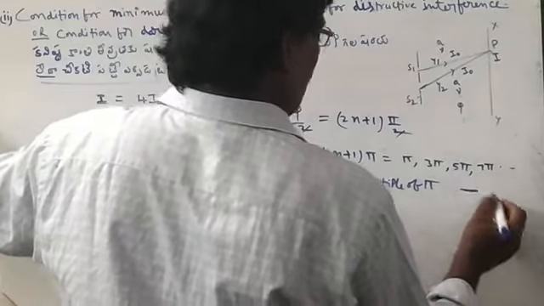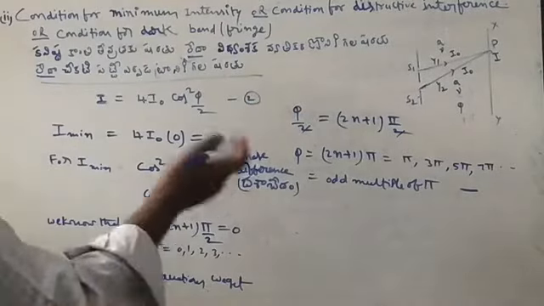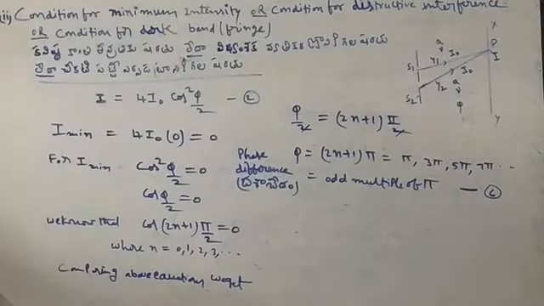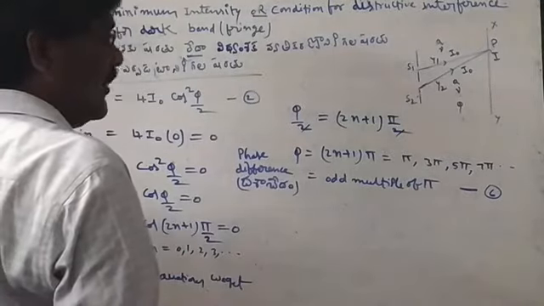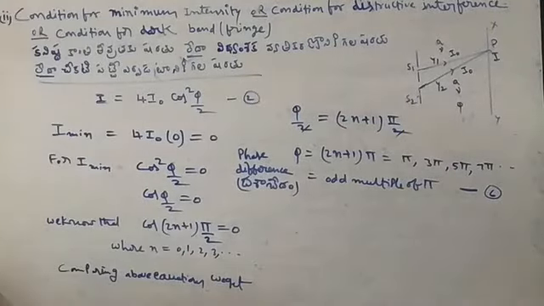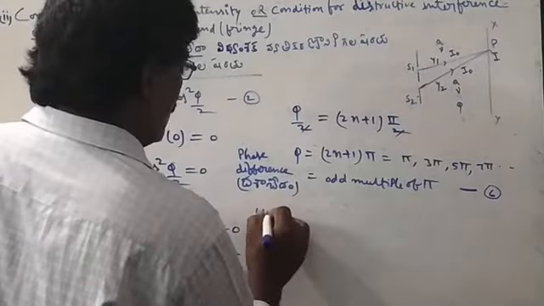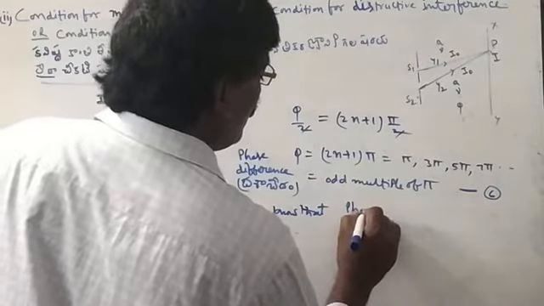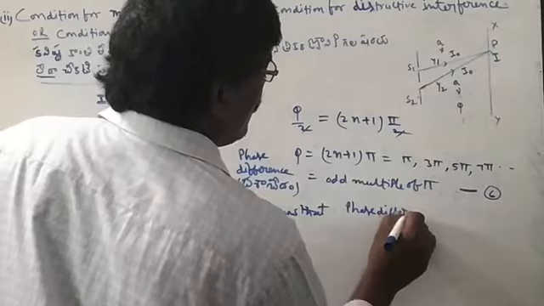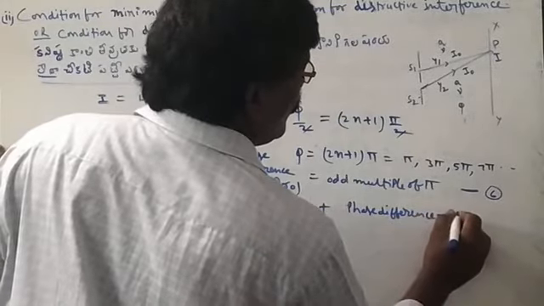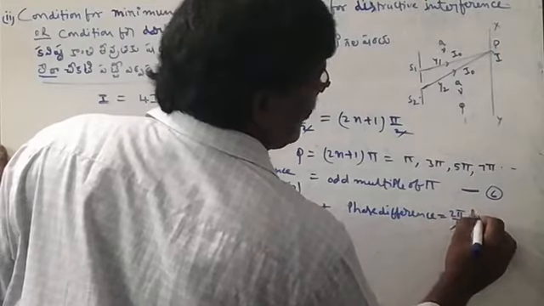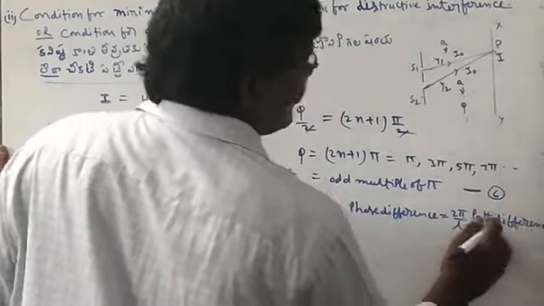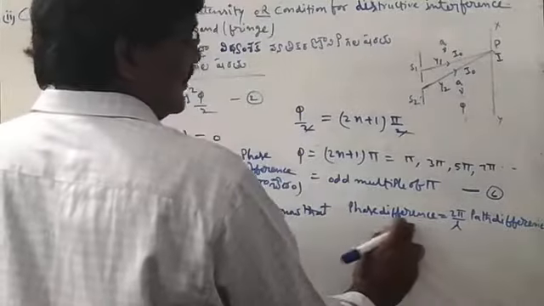This is equation number 6. Okay. We know the relation between phase difference and path difference. Phase difference is equal to 2 pi by lambda into path difference.